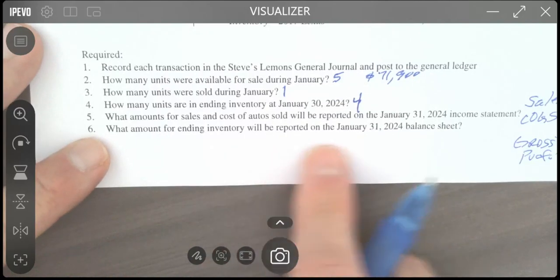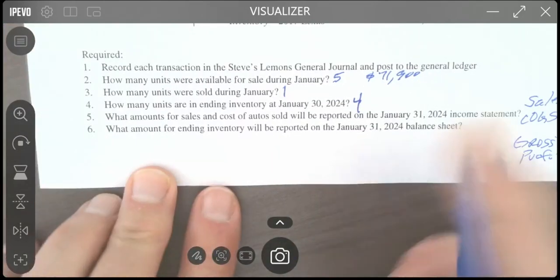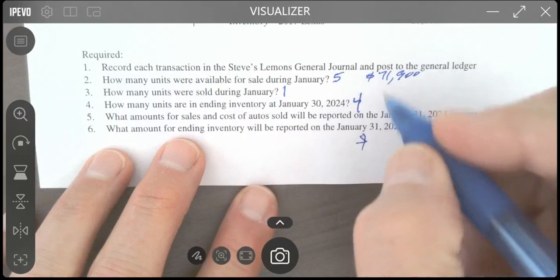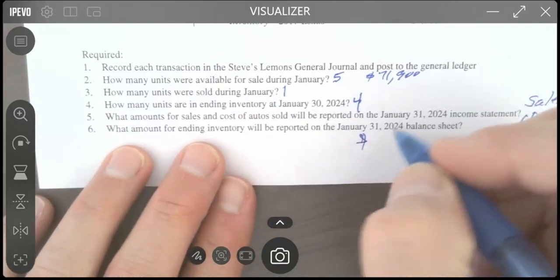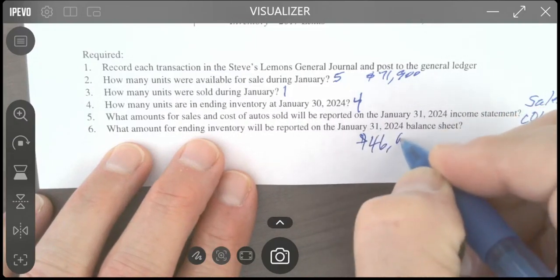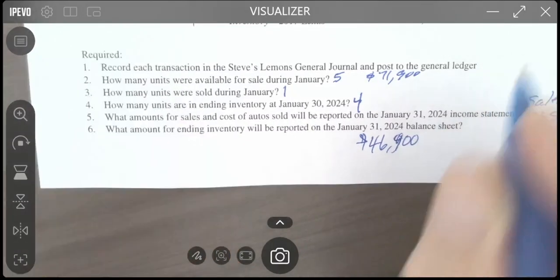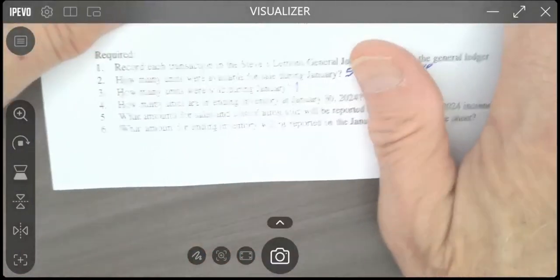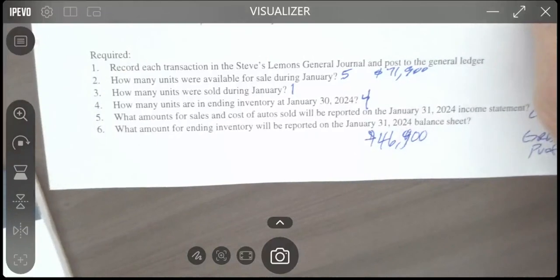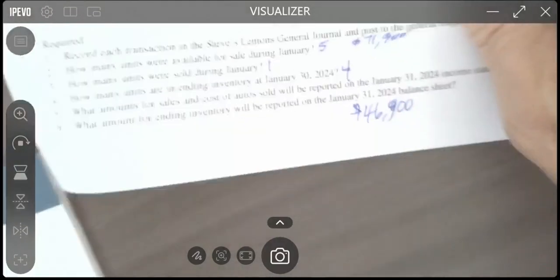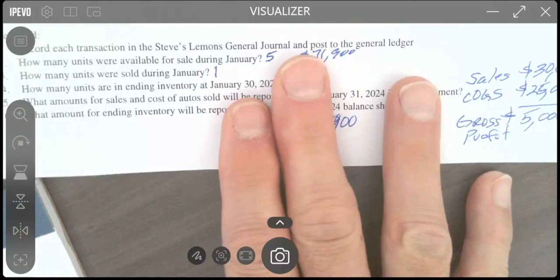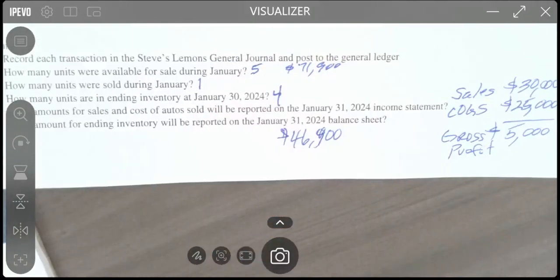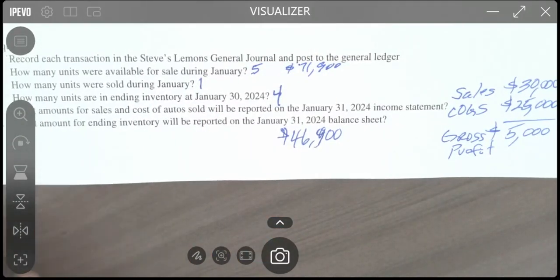What amount for ending inventory will be reported on the balance sheet? And again, we calculated that earlier. The cost of those 4 units is $46,900. Okay, and that's a real quick look at inventory in its simplest form. Get the answers down. All right. Now let's look at it in a more realistic setting. We'll start that.